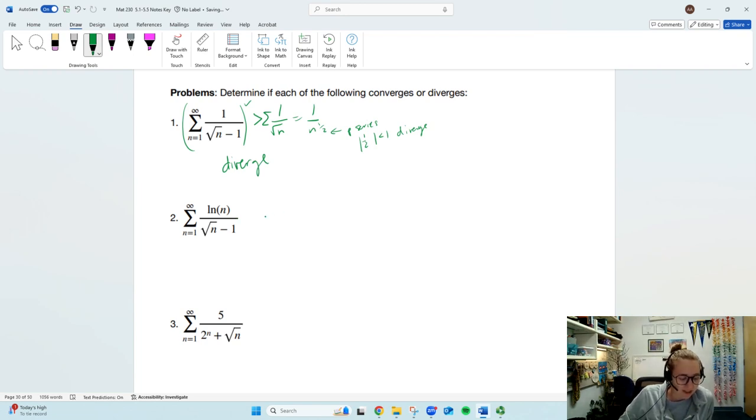So let's see, we do have an ln of n, and we also have an n to the 1/2 power right here that's kind of on our denominator. So if I'm also thinking about this, I know this is always going to be larger than that. Same kind of thing that happened up here, where this diverges because of it being a p-series and it is smaller than this other function, so this is also going to diverge. So our first two things diverge.